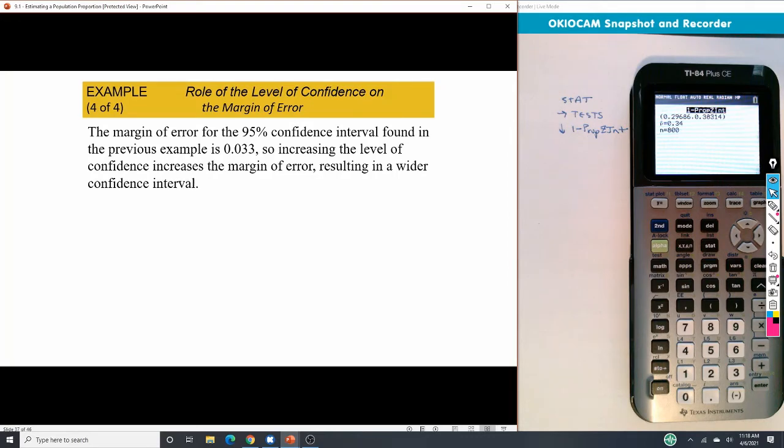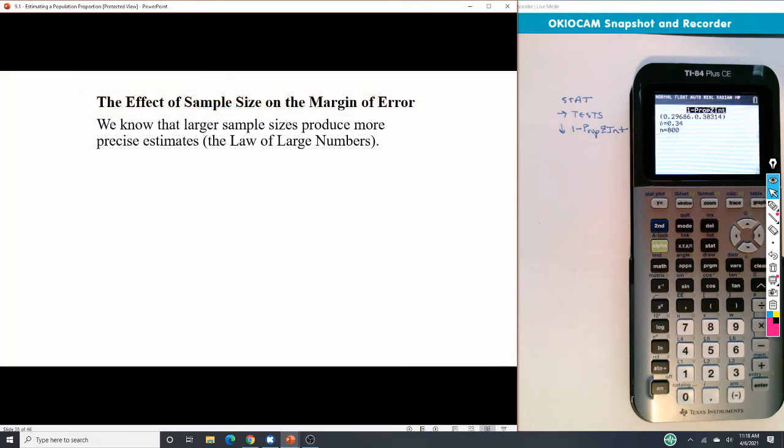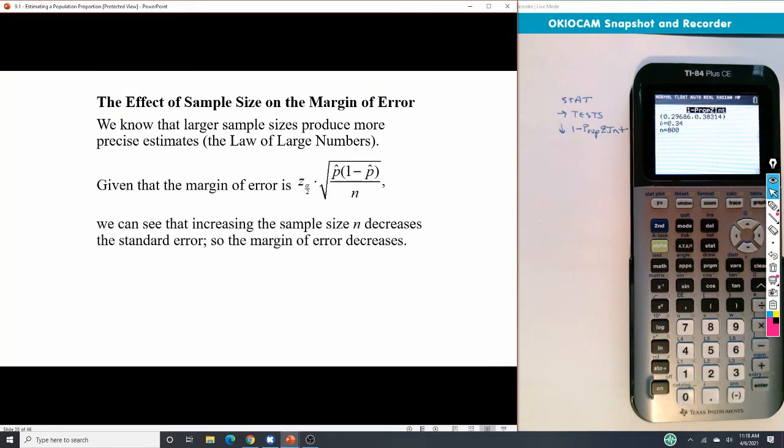All right, so we increased our confidence level with those. So we can see that increasing the sample size decreases the standard error on those.